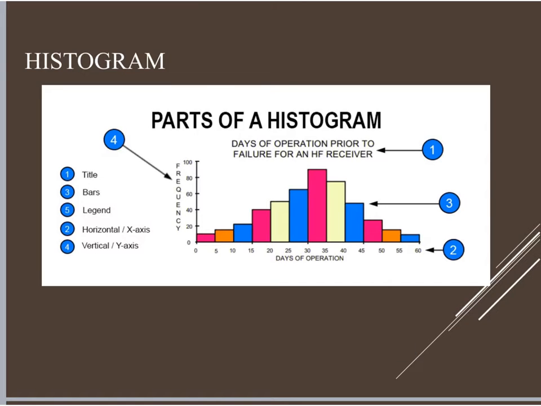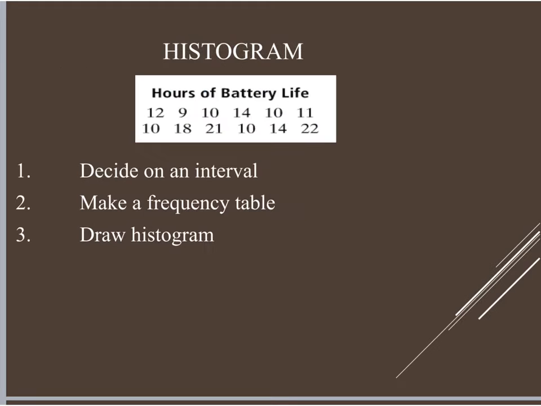Likewise, if you look at this one, we notice the same things. Okay, we have our title, we have our horizontal axis labeled, our vertical axis labeled. The horizontal axis goes up, in this case, it looks like we're going up in increments of 5. All of the bars touch each other without having any spaces. So these are just some typical components of a histogram.